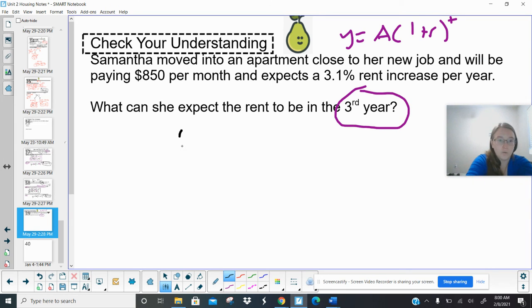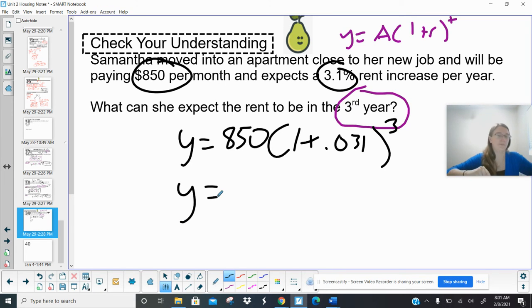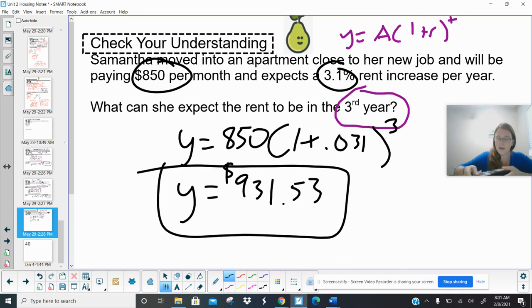Okay, well, here's our equation. y equals 850 is the A. We've got 1 plus, so once again, this is going to be 0.031. Once again, that's because it's less than 10. Anything less than 10 has a 0, right? 9% is 0.09. 90% is 0.9, so be careful. And I'm going to go ahead and already plug in the 3 because it's not asking me for the function, so I don't need to leave the t there. So 850, 1 plus 0.031 to the third. We got 931.53. And there we are, that's our rent.